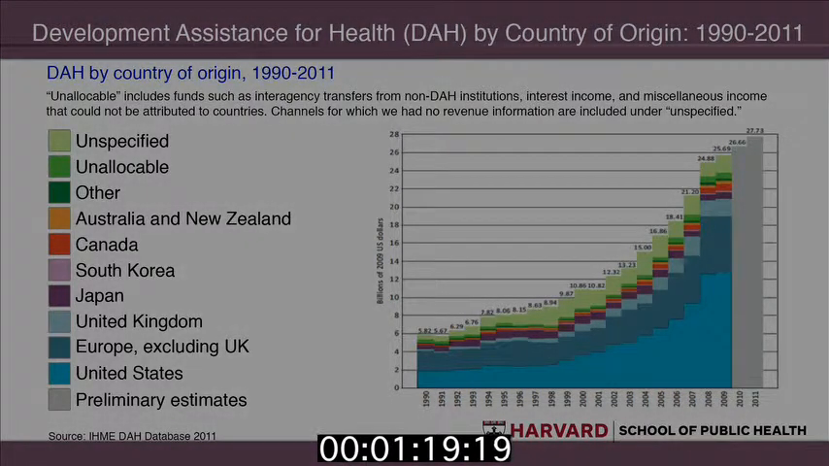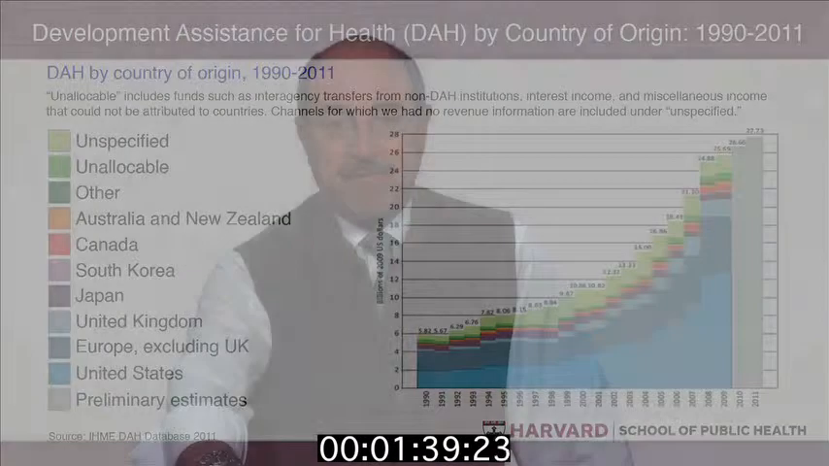The dark part, that is the bottom part of each of these bars in this chart, that's the money that comes from the United States as a source. The United States currently accounts for about half, about $12 billion out of $25 billion in 2007, the most recent year in this chart. About half of that money came from the United States globally.